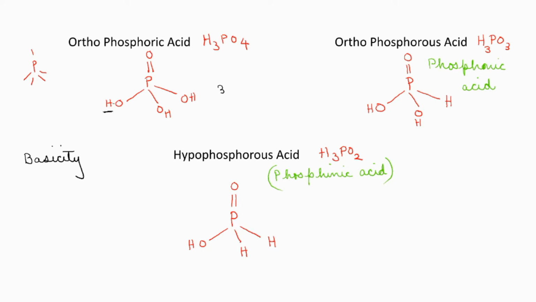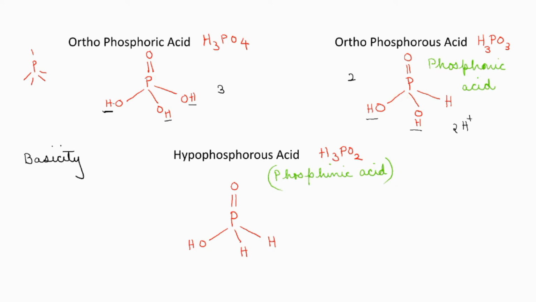That will be 3. Why? 3 ionizable hydrogens are present. What will be the basicity of phosphonic acid or orthophosphorus acid? Here 2 OH groups are there. That means 2 H+ ions will be produced from one molecule of this acid. So what will be the basicity? In this case, basicity will be 2. Or we call it a dibasic acid.